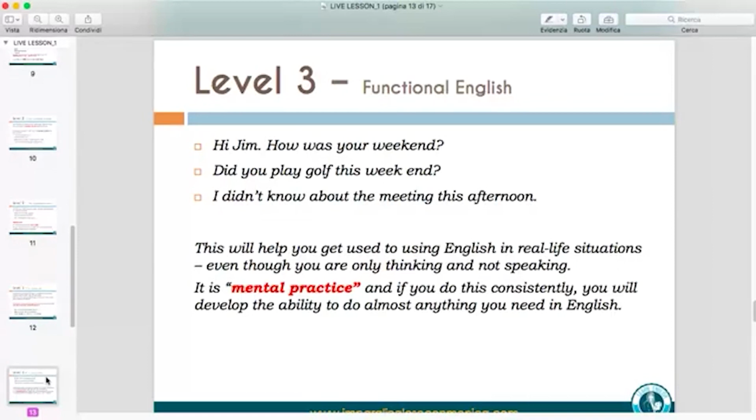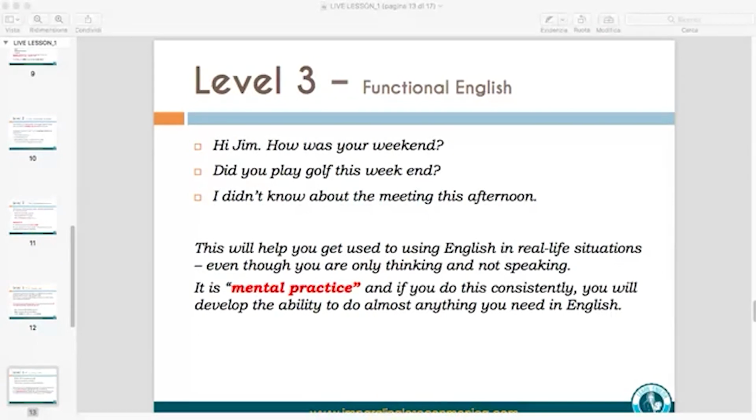So this will help you get used to using English in real life situations, even though you are only thinking and not speaking. This could be very useful even if you do not speak out loud, because maybe you feel embarrassed to speak at the beginning. But of course, just thinking could be a perfect first step. It is mental practice, and if you do this constantly, you will develop the ability to do almost anything you need in English. So in the moment that you have to use English in concrete cases, you will not feel stopped, you will not feel blocked, because I think that the majority of you feel blocked when they have to think and speak in English.